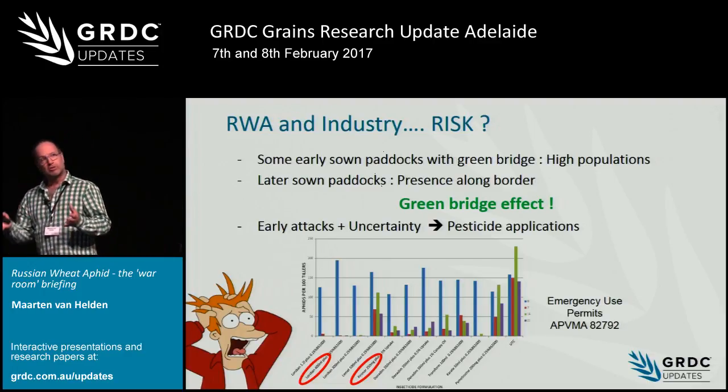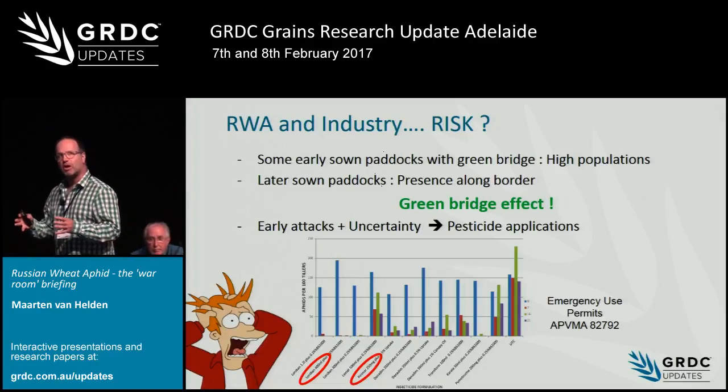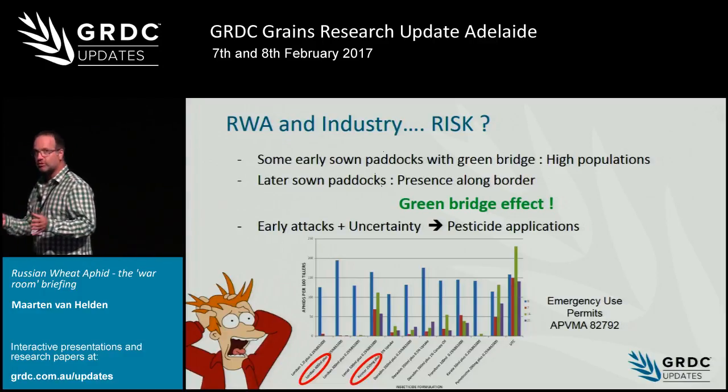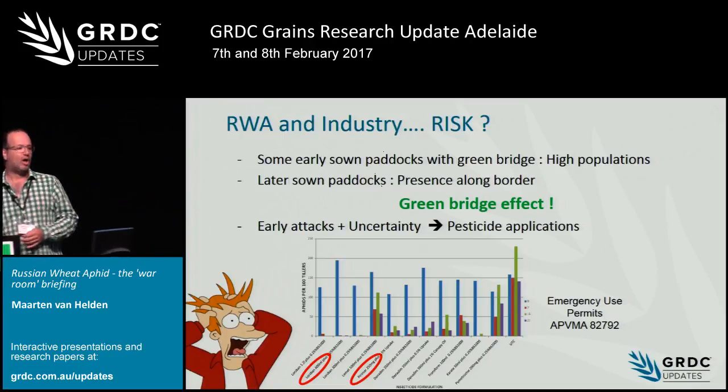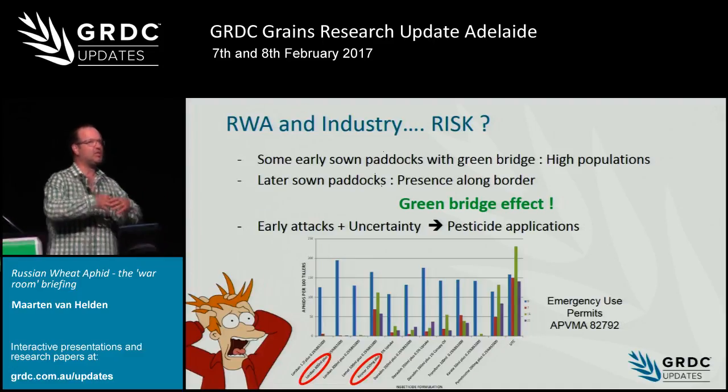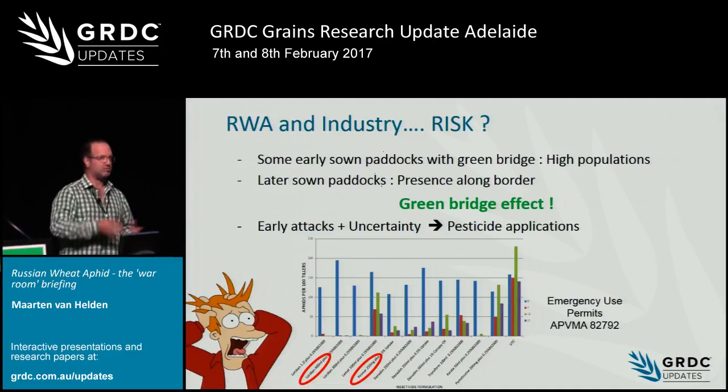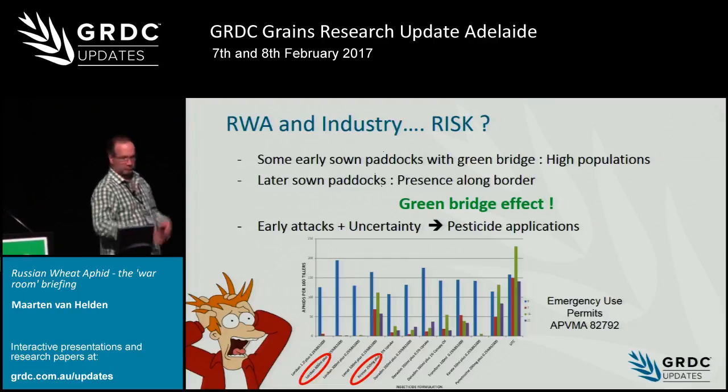And in later sown paddocks, we haven't seen the same amount of aphids. We've seen aphids along the borders, so they come in from volunteer grasses growing on the edges, but we haven't seen these paddock-wide infestations, or at least not often.